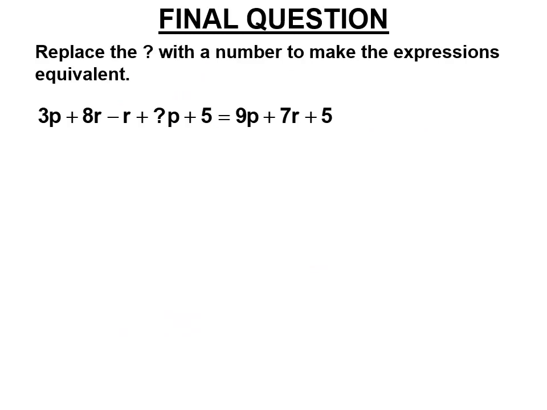What does the question mark have to be? All right, well, there's the equal sign. That's the key thing. We have a plus 5 on both sides. We have 8r minus r is 7r. So we have a 7r on both sides. But it's this coefficient of p. So it's 3p plus what p equals 9p. Well, it has to be 6p, right? 3p plus 6p equals 9p.